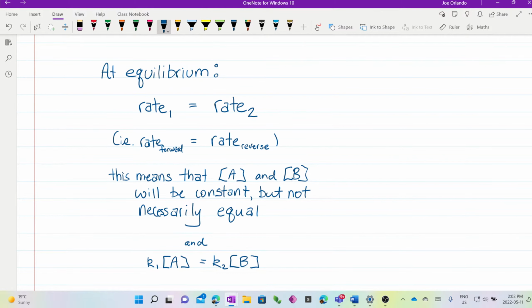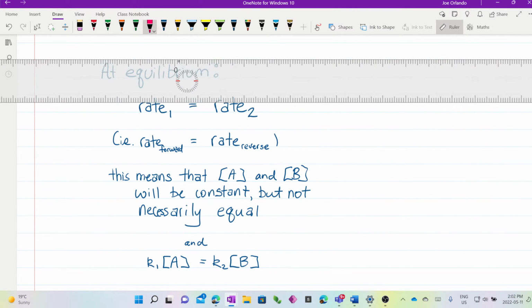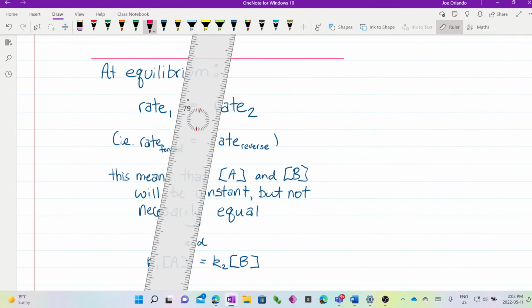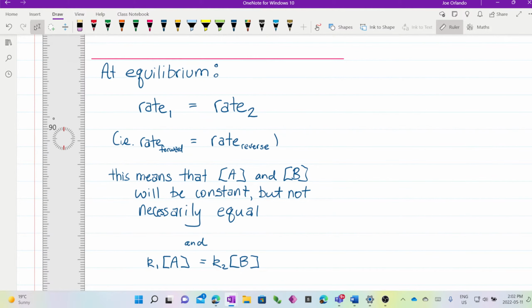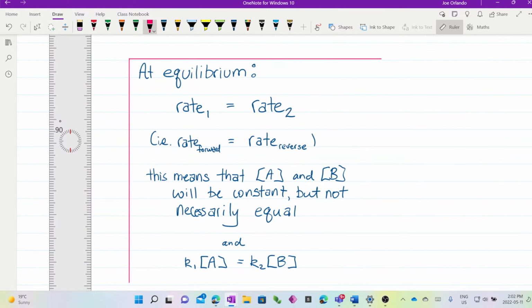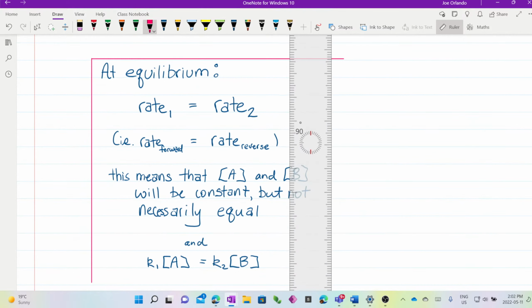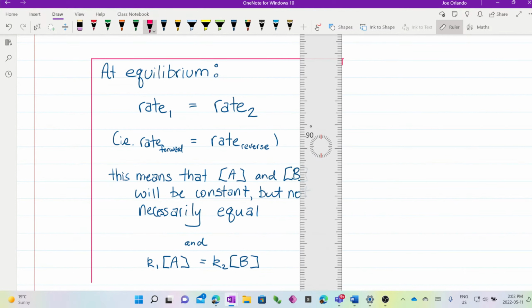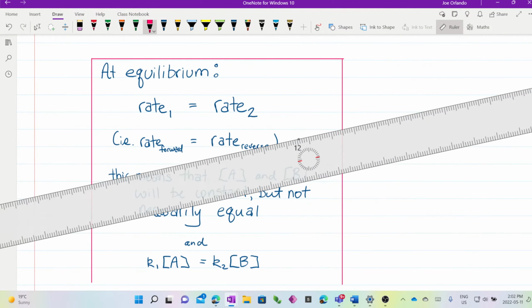Now, what you should logically be assuming here is you should be saying, Mr. Orlando, would it not be the case that I could then predict the concentrations at which equilibrium would be met if I knew the rate constants of these reactions? To which I would say, yes, Christopher, you could assume that. And then you might say, Mr. Orlando, would it be fair to say that tomorrow we will be learning how to do precisely that?